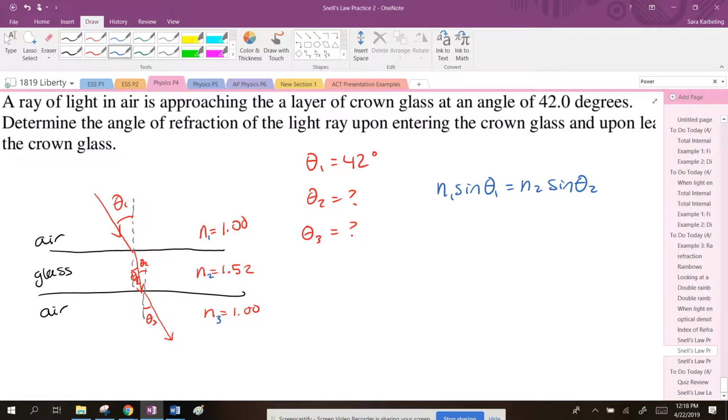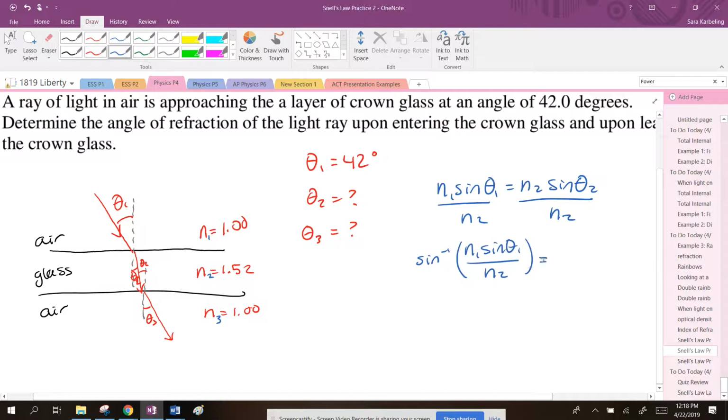Trying to solve for theta 2 here. So I'm going to divide by N2. And then I need to undo sine. How do I undo sine? Inverse sine. Inverse sine of N1 sine theta 1 over N2 equals theta 2.